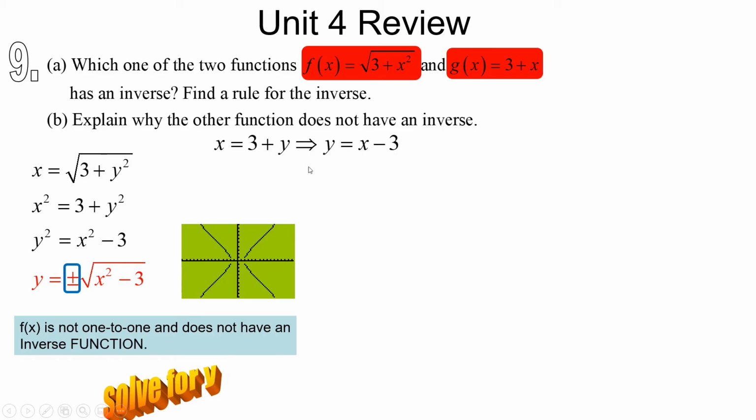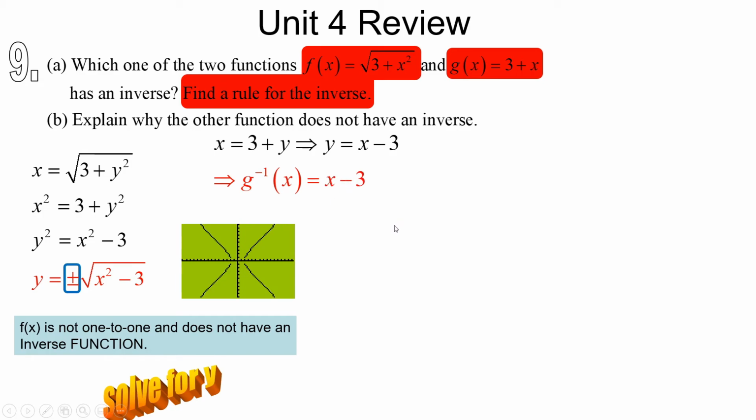But we can't write the rule, see, find a rule for the inverse? We can't leave it y equals x minus 3 because this y is actually the inverse of g. We've got to use the proper notation. So instead of saying y equals x minus 3, I've got to write this: the inverse of g of x equals x minus 3.